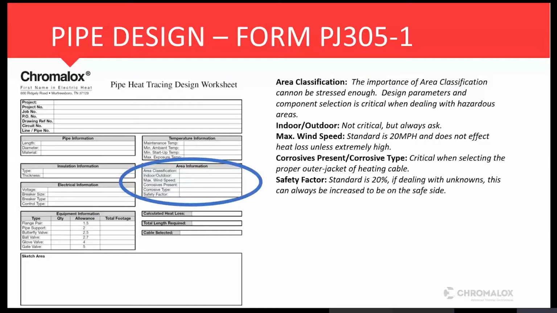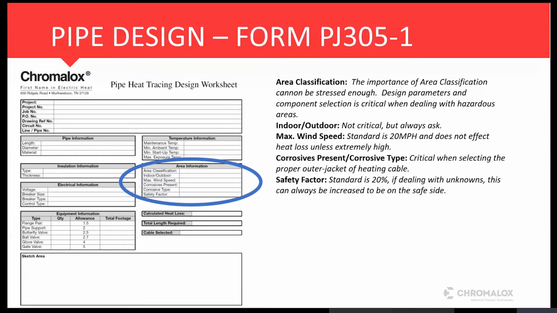Corrosive presence and corrosive type. The corrosive type we don't always know, but it's critical when we select the outer jacket. Our thermoplastic jacket, our CR jacket, is really only good for physical protection. If you get into more corrosive environments, your caustics, things like that, you'll want to go to your fluoropolymer jacket, which is our CT option. So that's why that question is there.